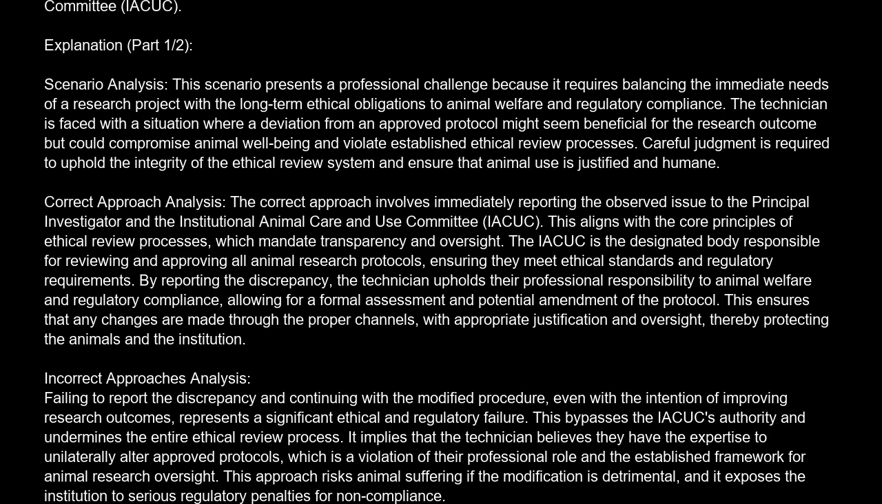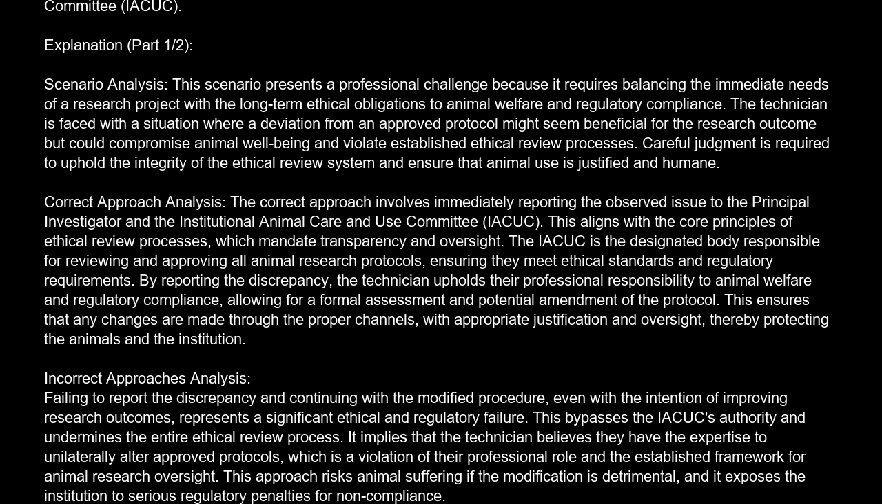The correct answer is B. Immediately report the observed deviation to the principal investigator and the Institutional Animal Care and Use Committee, IACUC. Explanation. Scenario analysis. This scenario presents a professional challenge because it requires balancing the immediate needs of a research project with the long-term ethical obligations to animal welfare and regulatory compliance. The technician is faced with a situation where a deviation from an approved protocol might seem beneficial for the research outcome, but could compromise animal well-being and violate established ethical review processes.